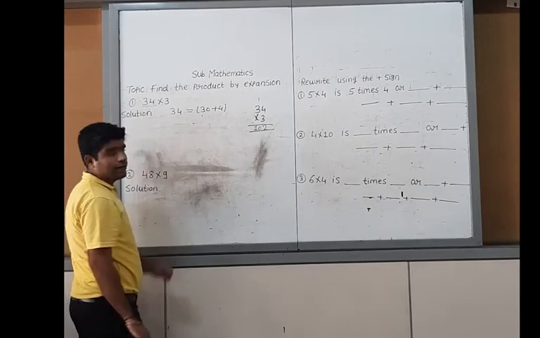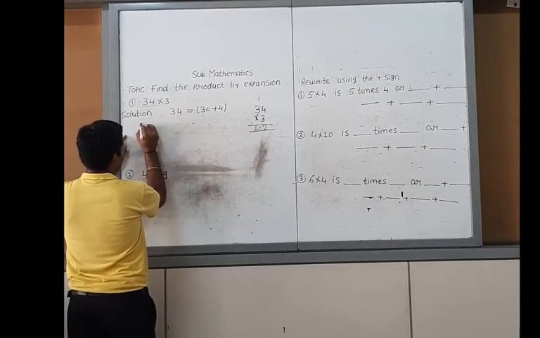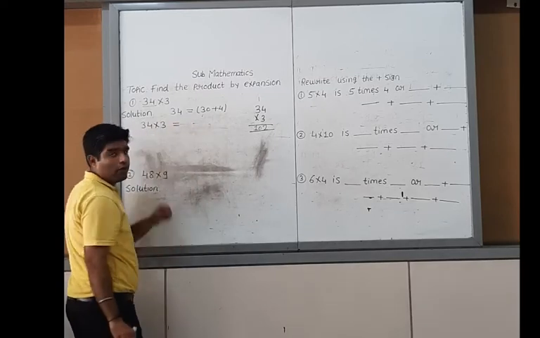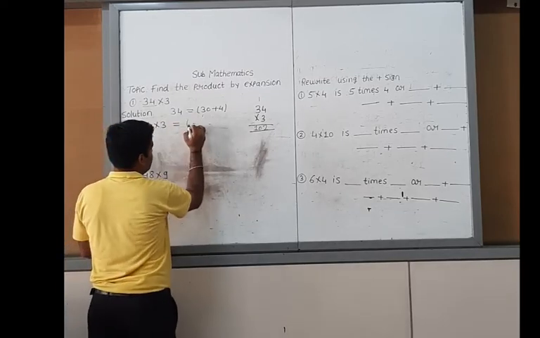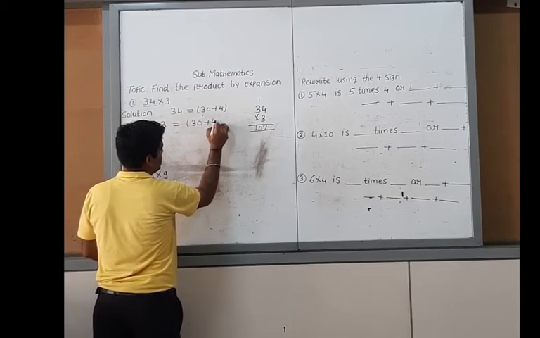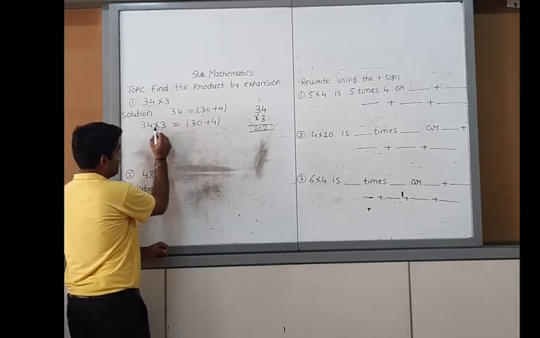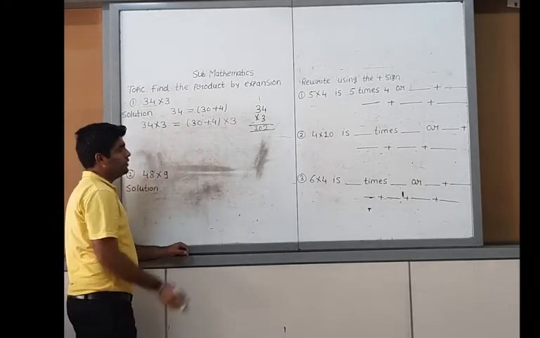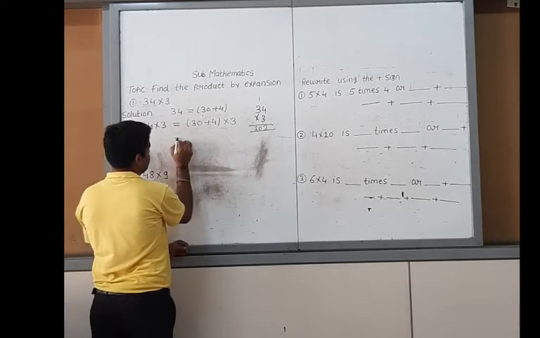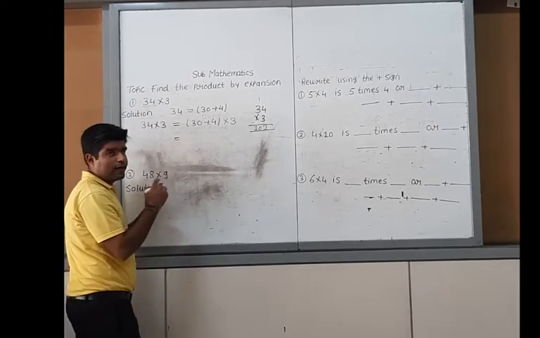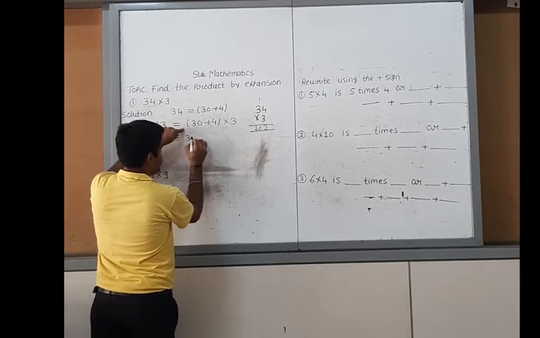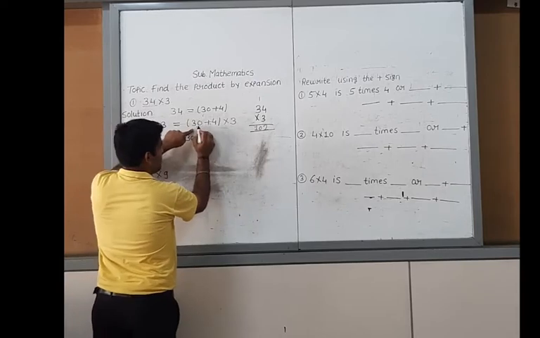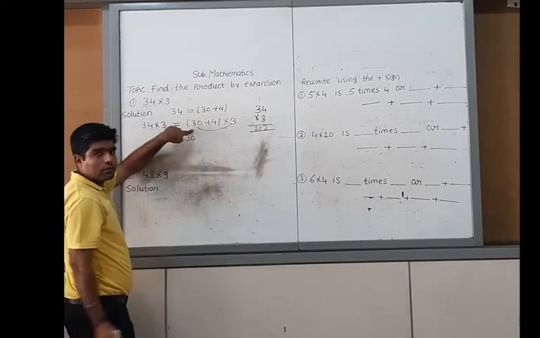Now we have to solve it. It means 34 multiplied by 3 is equal to what? Now put the value of 34: it is 30 plus 4, and this is a multiplication sign. You have to use the multiplication sign to multiply by 3. Now we have to solve it. Simple multiplication. Because this is a complete bracket, here will be 30 multiplied by 3. First of all, we have to multiply it.